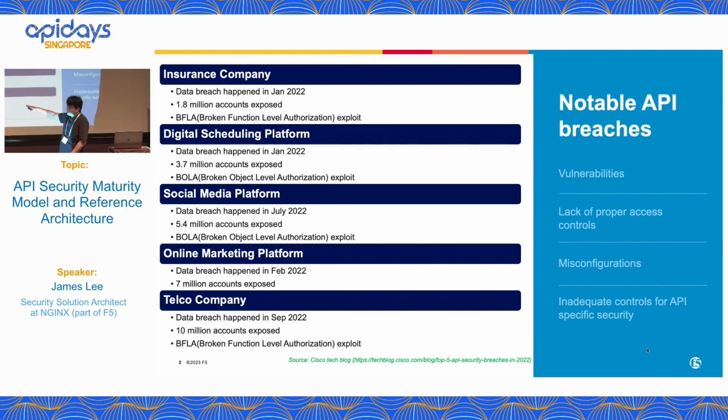These are the five top data breaches that happened only in the last year, 2020. In 2022 alone, more than 27 million customers were affected. How? Using the API.